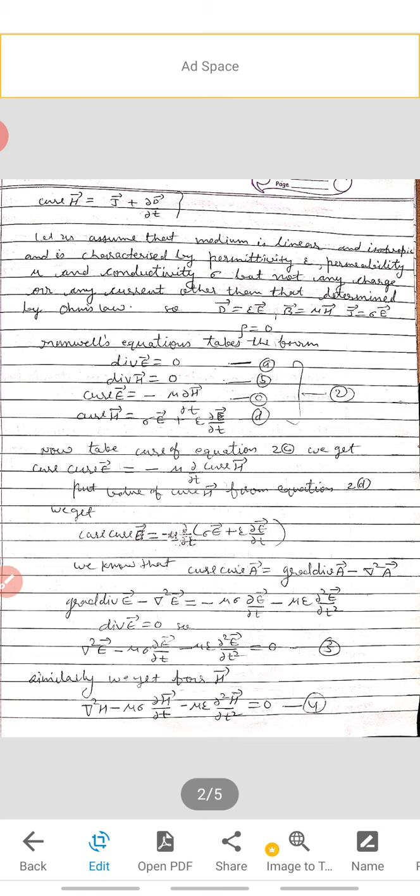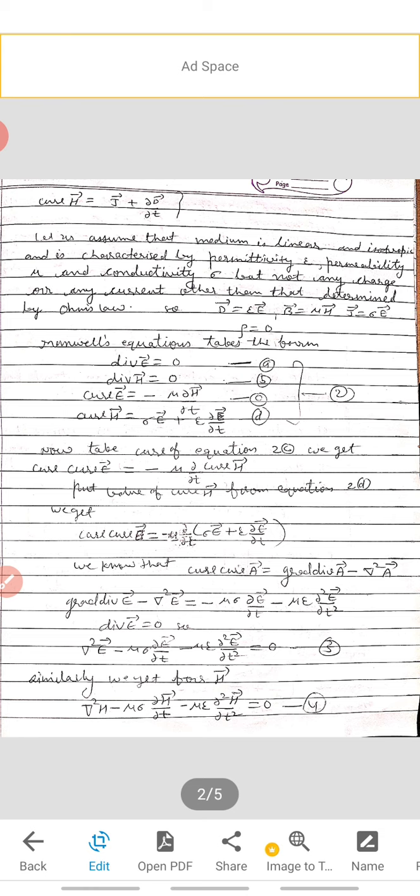Now the Maxwell equations take the form: divergence E is equal to 0, divergence H is equal to 0, curl E is equal to minus mu into del H by del t, and curl H is equal to sigma E plus epsilon into del E by del t. These are the four equations.